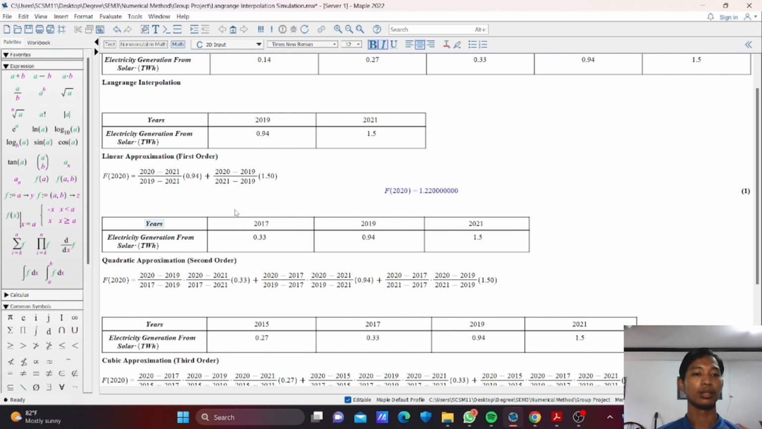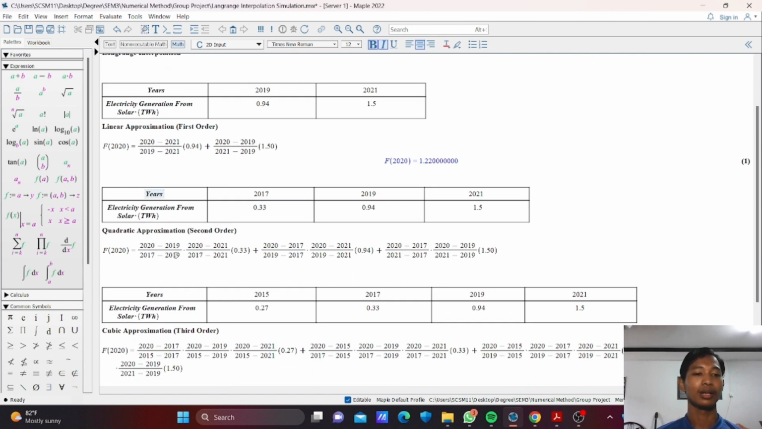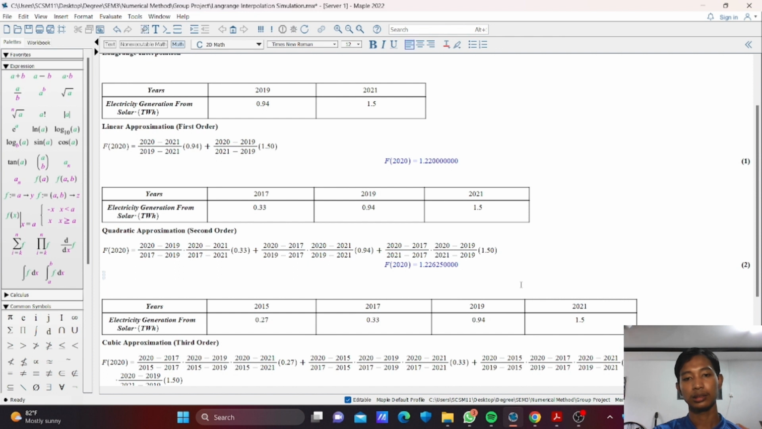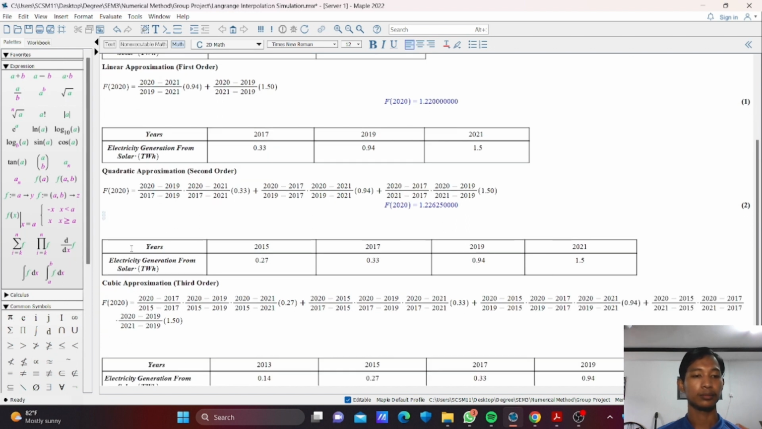Next, we have the quadratic approximation. As stated in the manual calculation, we need three different data to solve the quadratic approximation. So we just put the data into the formula for quadratic approximation, and then we will get the answer, which is 1.22625 terawatt hour.